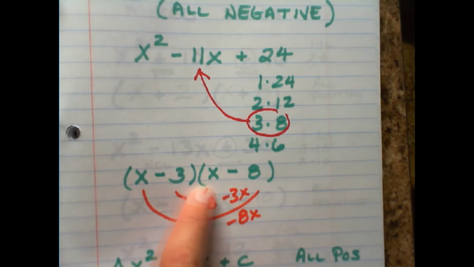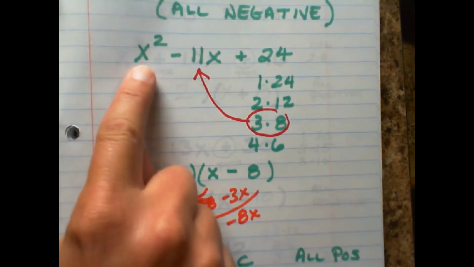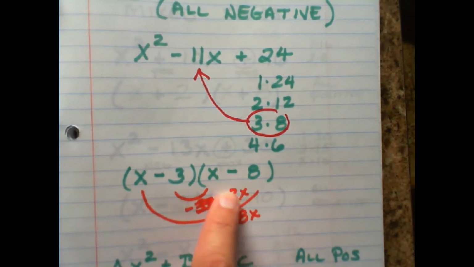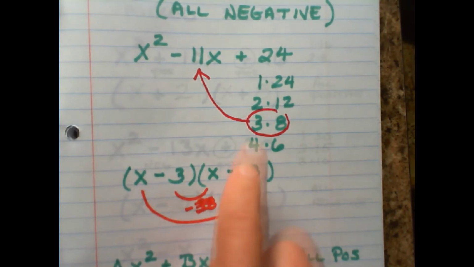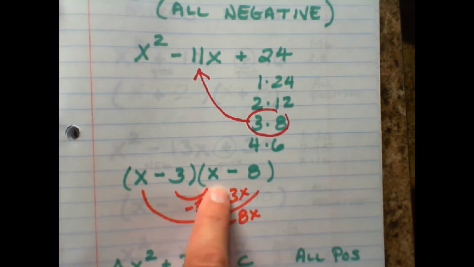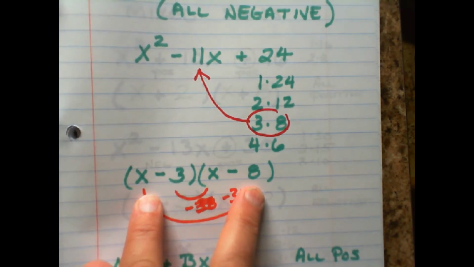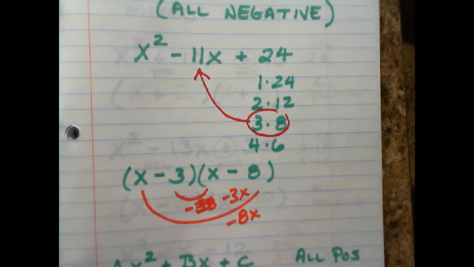So right there, I see my x squared. Right here, I see a positive 24. Negative 3x, negative 8x gives me my negative 11x.